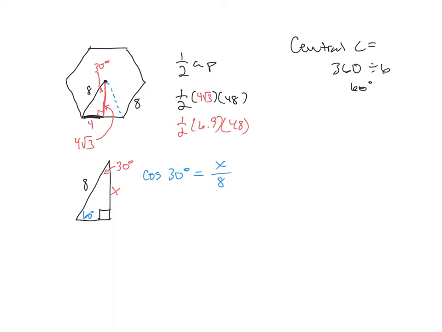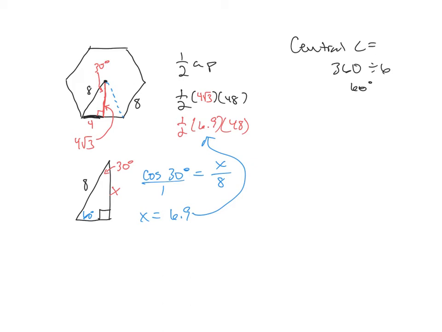So when I do my problem, I just have to multiply those two things. So cosine of 30 times 8, and I get 6.9. So if you do special right triangles, you're going to get 6.9. If you do sine, cosine, or tangent, you're going to get the same answer.